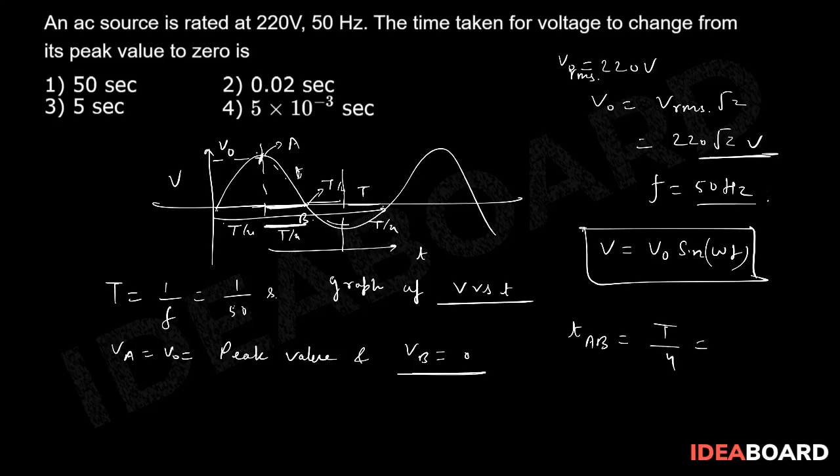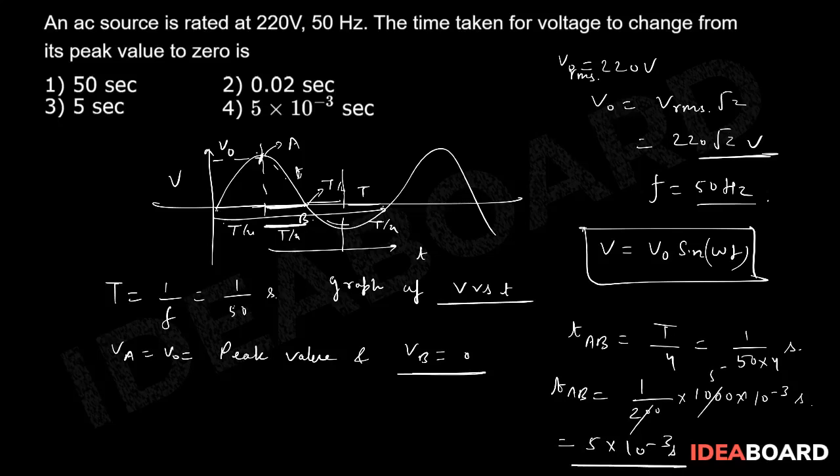So T by 4 is going to give us 1 upon 50 into 4 seconds, right? Now solve this. t_AB is going to be 1 upon 200, if you multiply it with 10 to the power 3 or 1000, and multiply with 10 to the power minus 3. So this should be 5. So this will give us 5 into 10 to the power minus 3 seconds. Which option has to be the right choice? Option number 4 gives us the right choice.